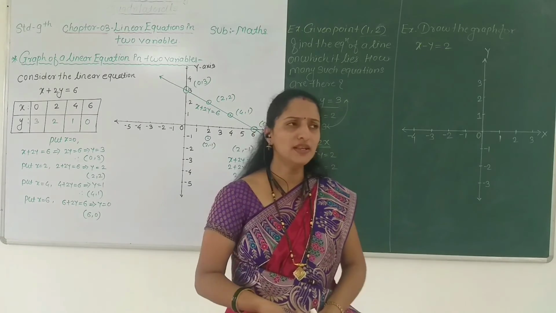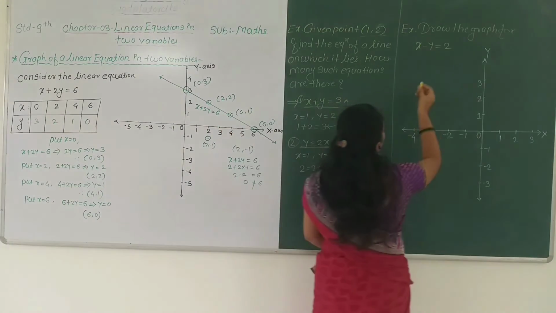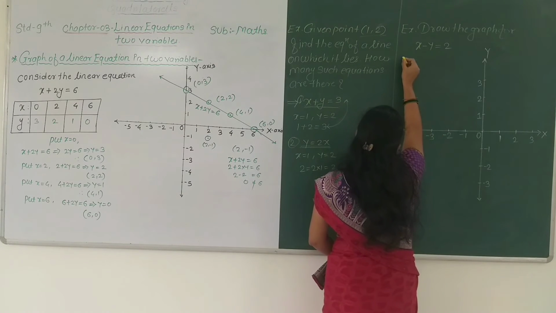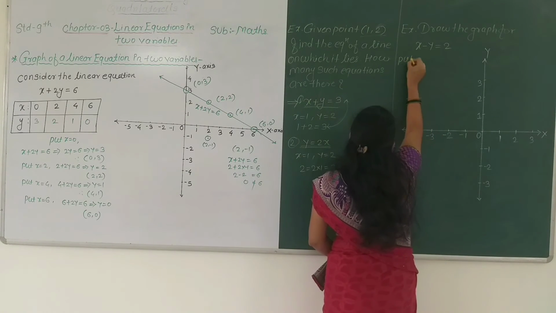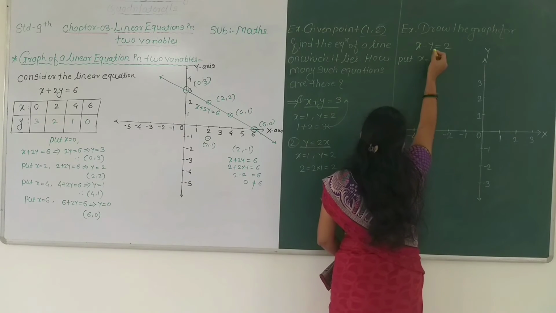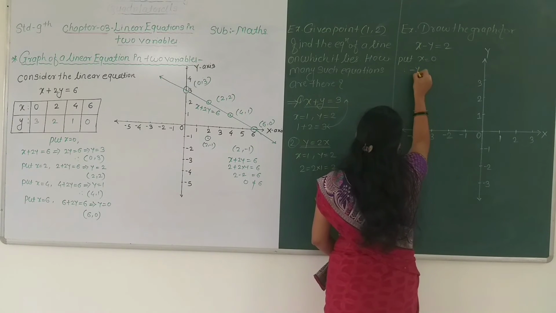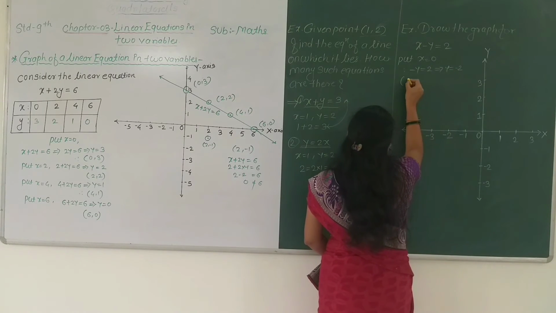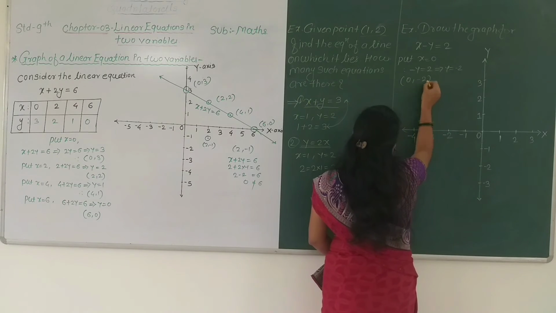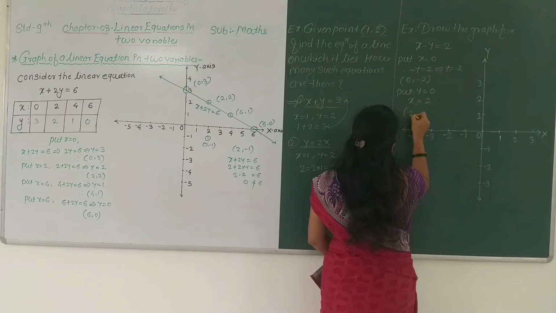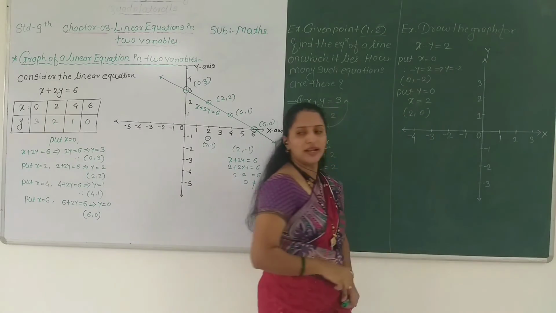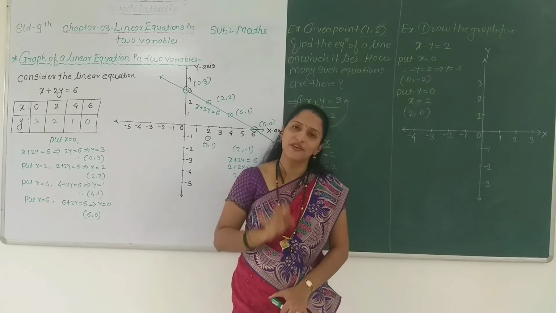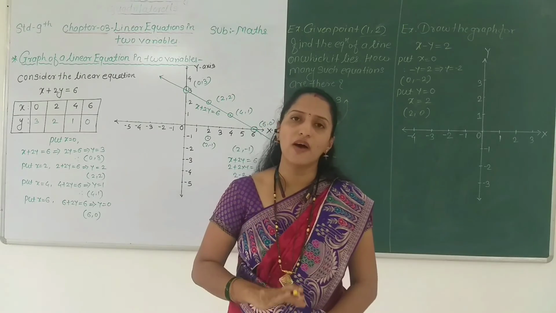So for this, first I calculate solutions of the line. Put x is equal to 0. If I put x is equal to 0 in this equation, we get negative y is equal to 2, which implies the value of y is negative 2. That means my first point is 0, negative 2. If I put y is equal to 0 in the same equation, we get x is equal to 2. So my second point is 2, 0. Only 2 points are sufficient for drawing the graph of the line.